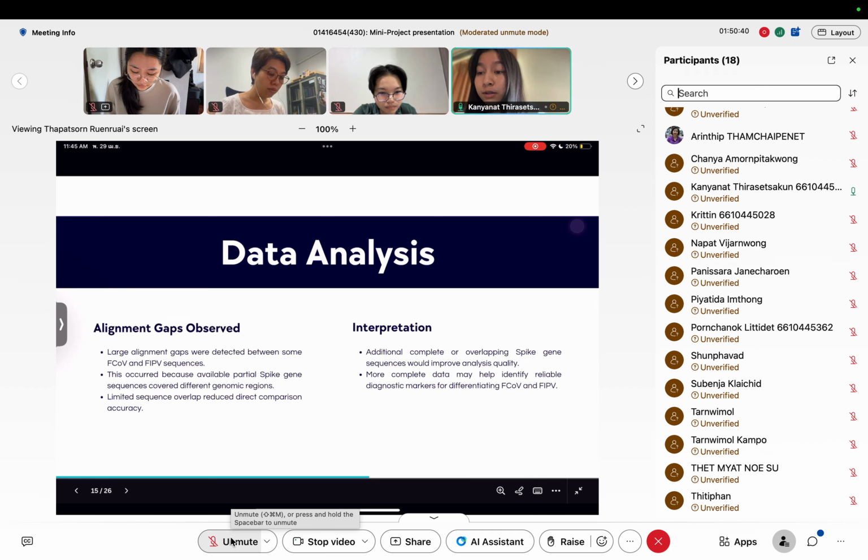data interpretation. We observed several alignment gaps in some regions. This is because the data only cover partial gene sequences and not all sequences overlap. As a result, the comparison is not fully accurate. With more complete data, the analysis would be more reliable and could help improve future diagnostic tools. And next.